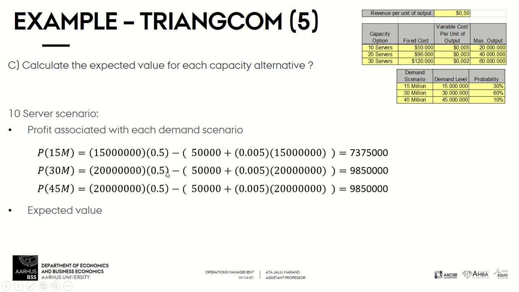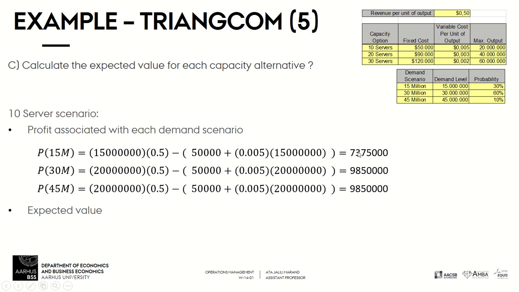unit revenue. So this is the revenue minus the total costs, again fixed cost plus unit variable cost multiplied by, again here we have the limitations. Even though the demand is higher, we can only satisfy 20 millions of this demand, so we are using 20 million here. So we'll get this number as the total profit. The calculations are similar for the last demand scenario.